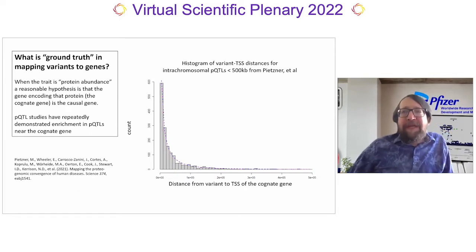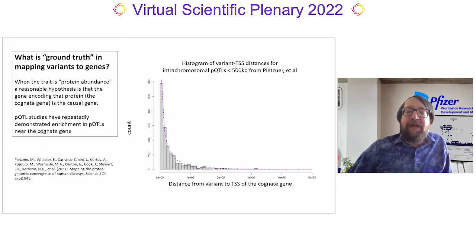So as we think about what should be on this list of gold standard SNP to gene mapping, the gold standard genes, you really have to start with the question of what is the ground truth? Where do we begin? So one place to begin is with protein QTLs. If the trait is protein abundance, then a reasonable hypothesis is that the gene that encodes that protein, the cognate gene, is going to be the causal gene.